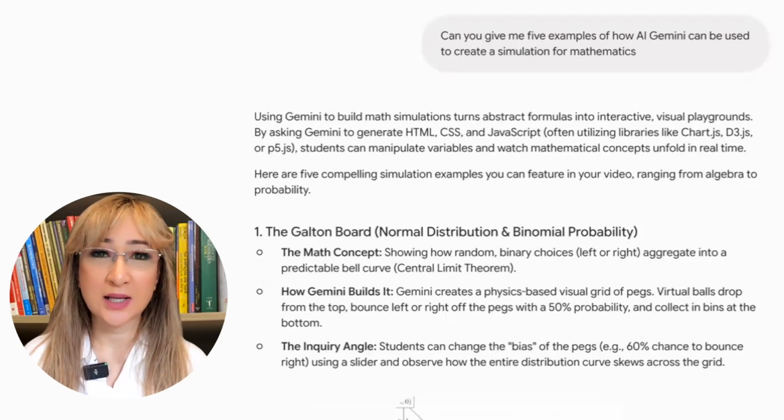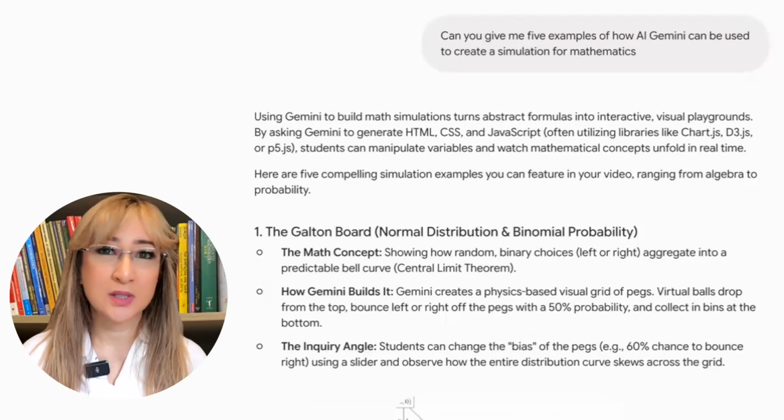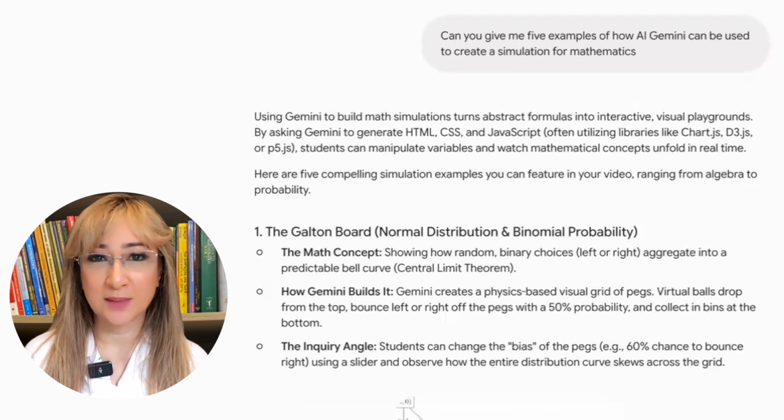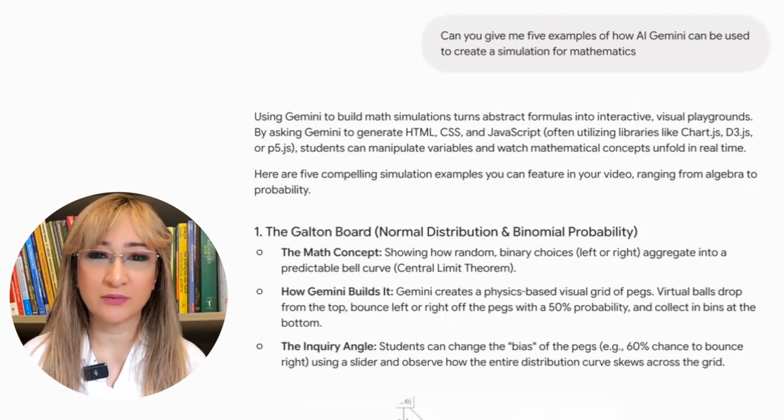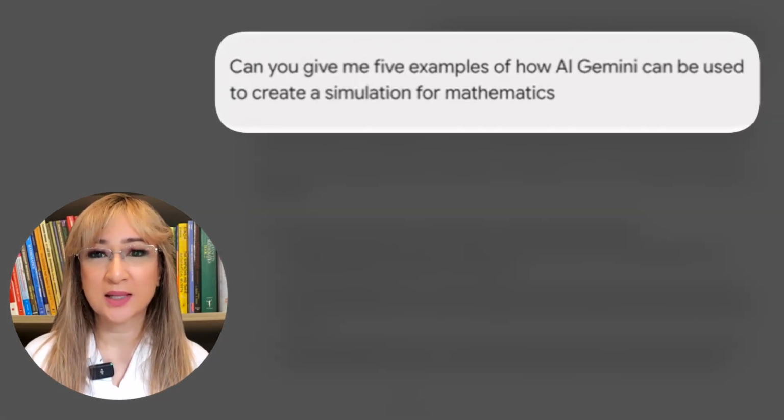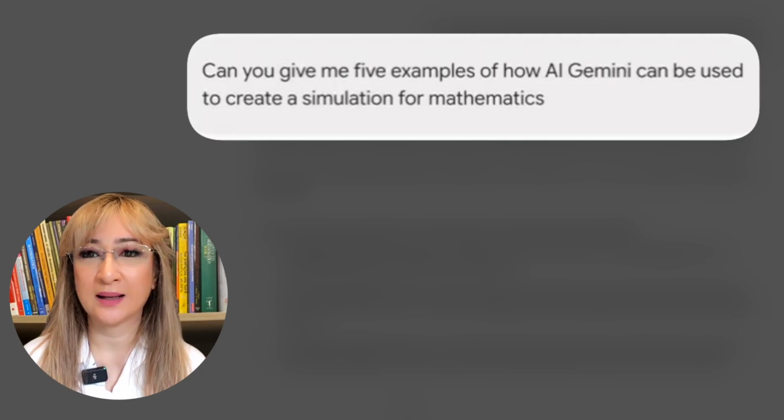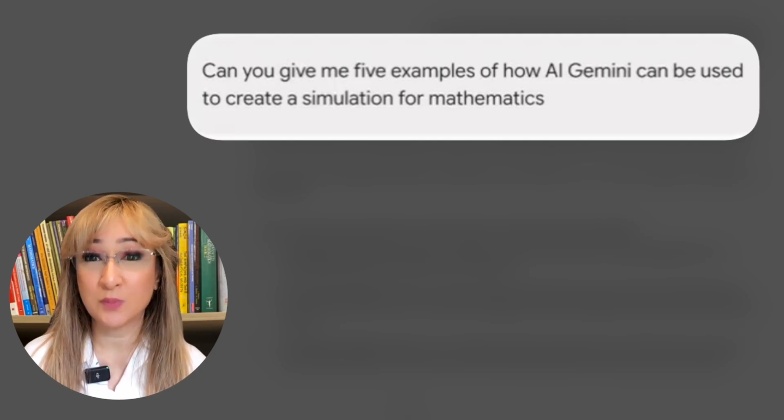Okay, so last week I talked about the uses of Google Gemini. I'm really happy that it's available in Hong Kong without a VPN. And I said, can you give me 5 examples of how AI Gemini can be used to create a simulation for mathematics? So I actually haven't said create the simulation yet. I'm going to choose one of these ideas that I think is really good, and then we're going to create that simulation.